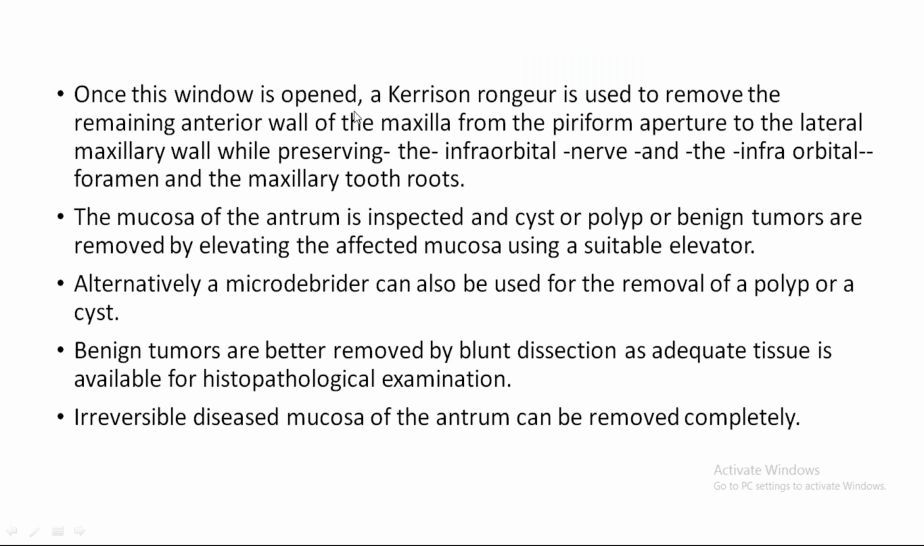Once this window is opened, a Kerrison rongeur is used to remove the remaining anterior wall of the maxilla from the piriform aperture to the lateral maxillary wall, while preserving the infraorbital nerve in the infraorbital foramen and the maxillary tooth roots. The mucosa of the antrum is inspected, and cysts, polyps or benign tumors are removed by elevating the affected mucosa using a suitable elevator.